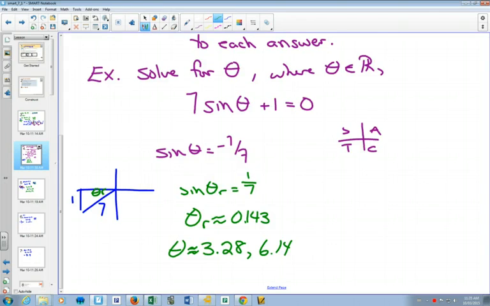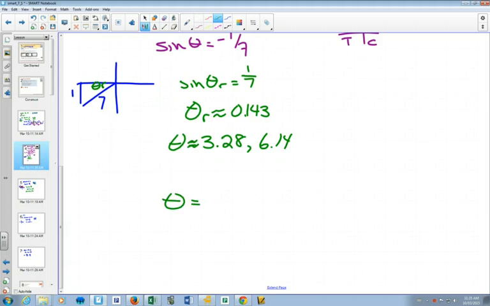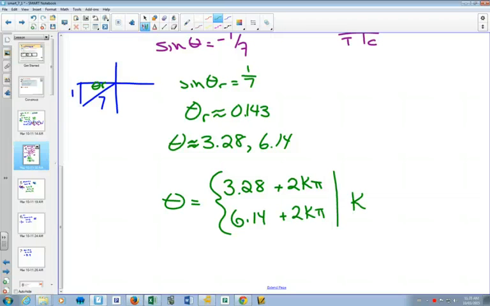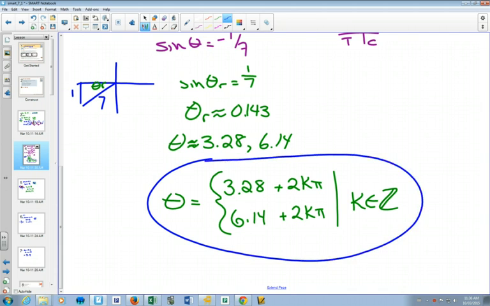To write my solution now, what I'm going to do to each of my answers, and since we have multiple answers, I'm going to add a squiggle bracket here. I'm going to take 3.28 and add 2k pi. I'm going to take 6.14 and add 2k pi. And I'm going to say that k belongs to the integers. So this would be my final solution to provide the general solution. I take the answers from 0 to 2 pi like I did before, and I just add 2k pi to each of them and state where k is an integer.